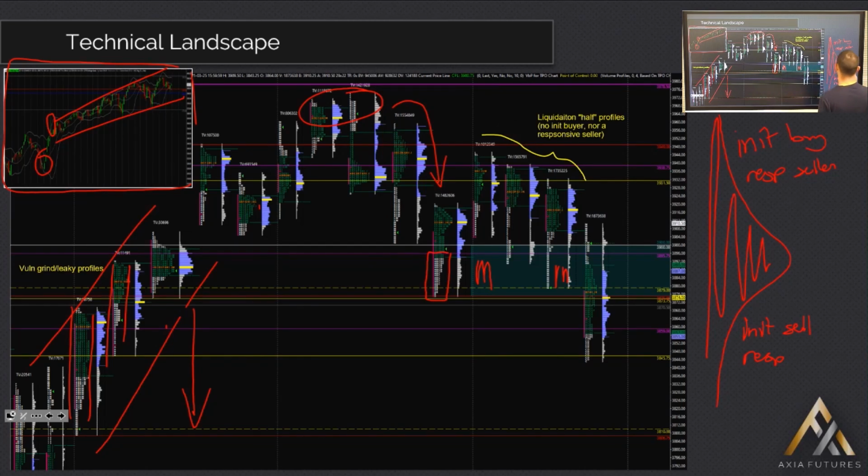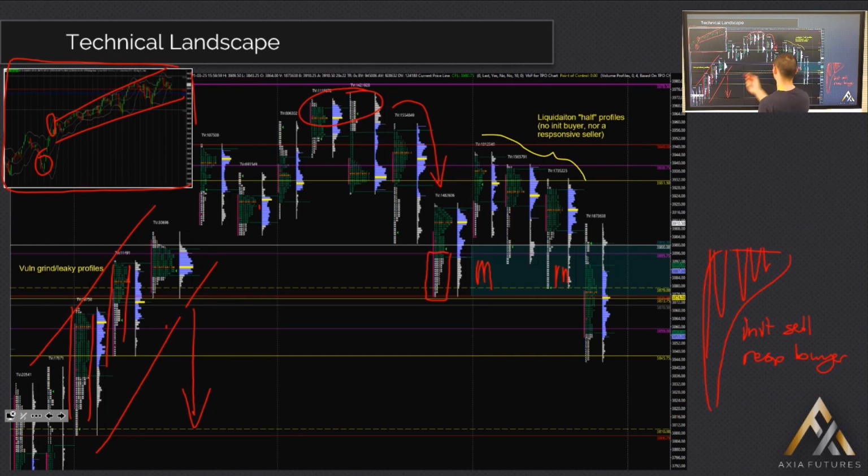And so basically, this profile to me is telling this story, right? There we have an initiative seller and a responsive buyer. Sorry, I didn't write buyer there. Now, I suppose you've got to ask yourself, put all of this in context now, right?